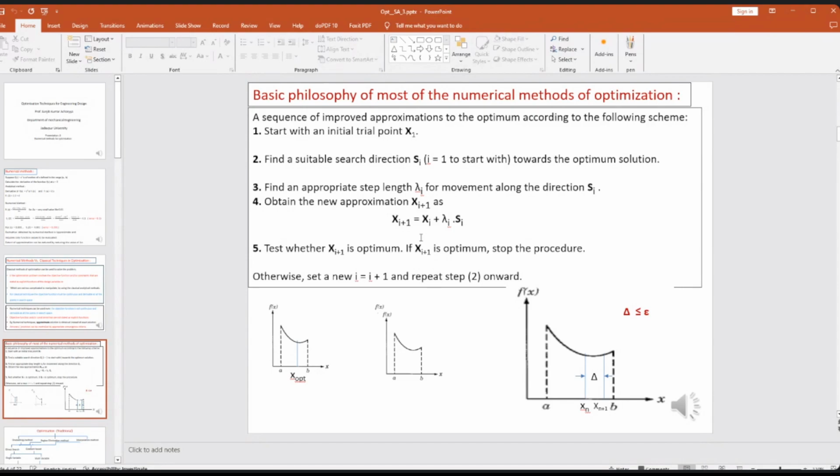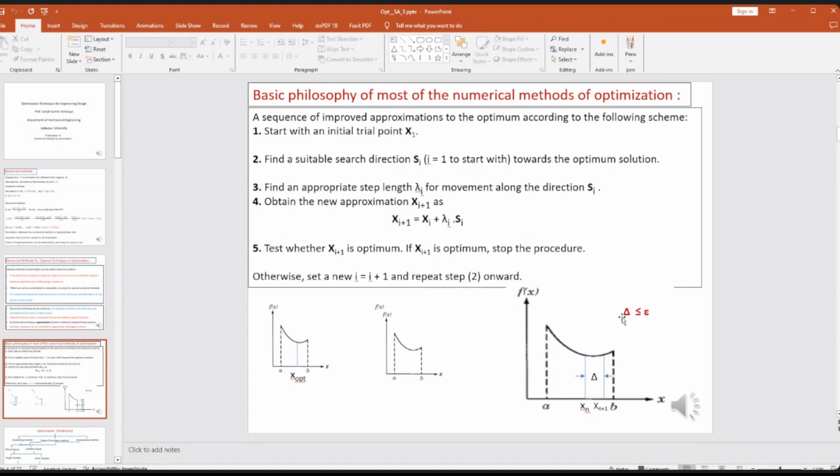And if we repeat the process, ultimately we have to find out a band, an interval, such that the minima will lie between these two points. We may not be able to find the exact minima, but it is possible by the algorithm to establish that the minima is lying between xn and xn plus 1, where the gap or width of this interval is delta.